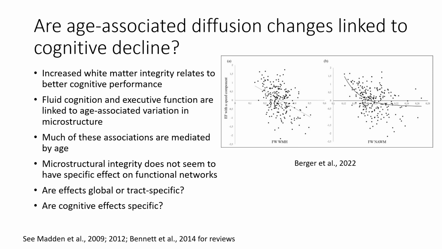On the right is one relatively recent study by Berger and colleagues demonstrating associations between executive function and diffusion metrics. These are diffusion metrics on the left within white matter lesions, and on the right, diffusion metrics in normal appearing white matter. There are therefore associations between age and variation in white matter microstructure and cognition. However, the degree to which these associations are anatomically or cognitively specific is still unknown.